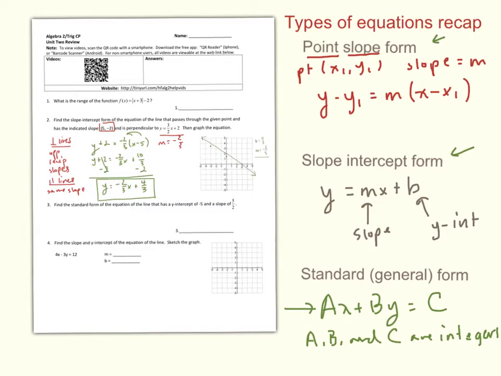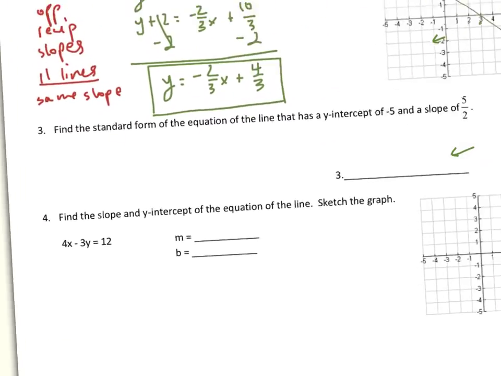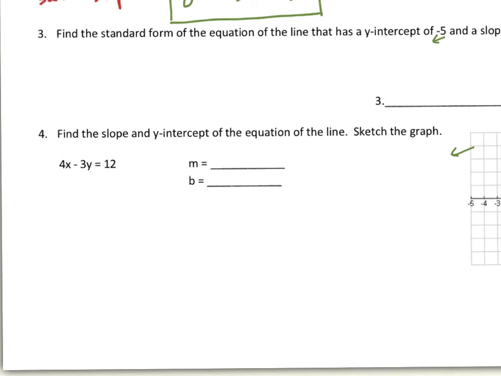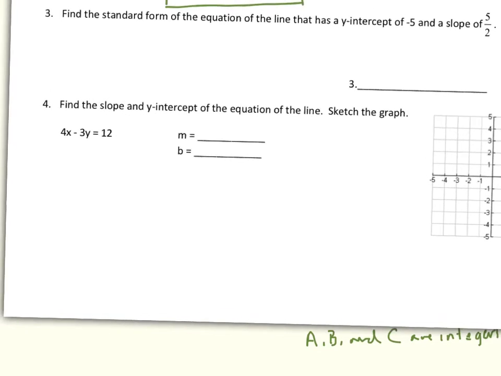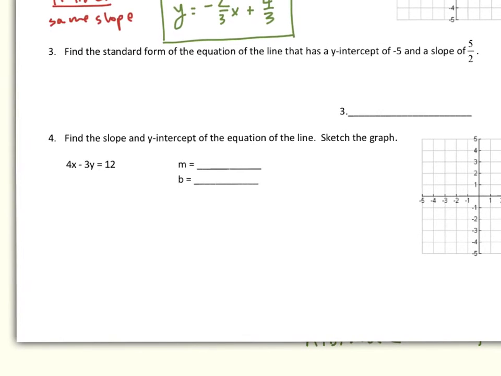Okay, the last one I'm going to look at from this page is number 4. All right, so get rid of these arrows just to make it clearer here. It says find the slope and y-intercept of the equation line and then sketch the graph. So here's an equation that's actually in standard form, and it says find the slope and the y-intercept. The easiest way to do that is to put it into slope-intercept form. This is a skill that you're going to use when you do some other problems too, but the way you do that is you solve this equation for y.